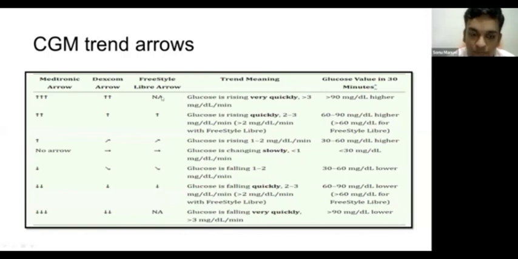The commonly used FreeStyle Libre has an upward arrow, a slight arrow, a straight arrow, and a downward arrow. Glucose is falling. Glucose is rising quickly, around 2 to 3 milligram per deciliter per minute, and in another 30 minutes, the sugar will be more than 60 milligram per deciliter. That is the indication of this arrow. This arrow means glucose is rising a little bit slowly. Glucose is changing very slowly if this arrow is displayed. And the glucose is falling, and glucose is falling quickly. These are the major arrows displayed in a FreeStyle Libre.